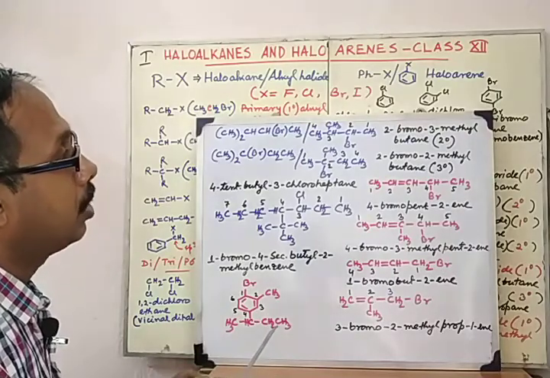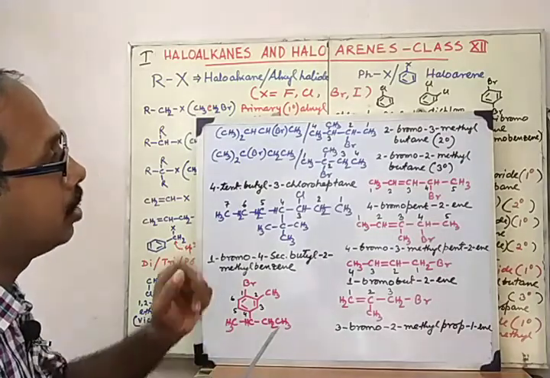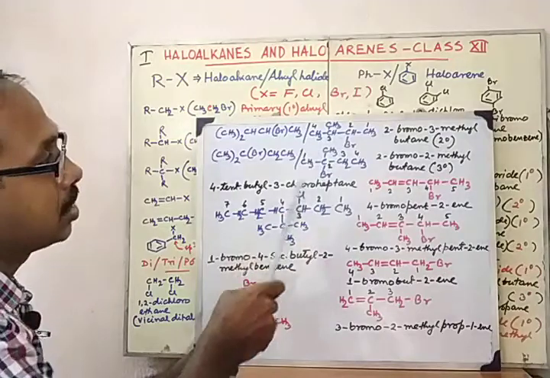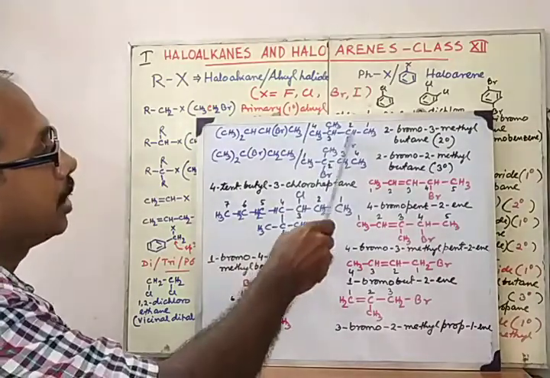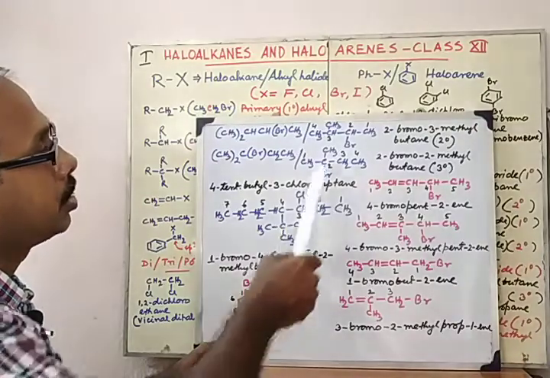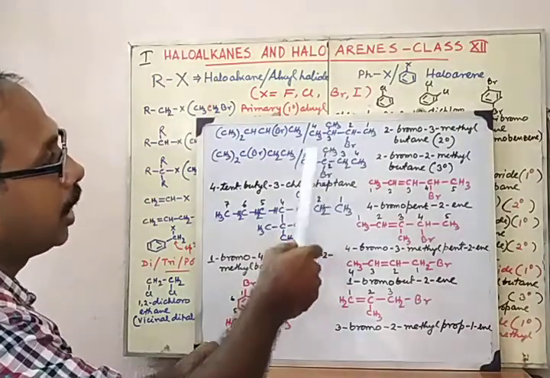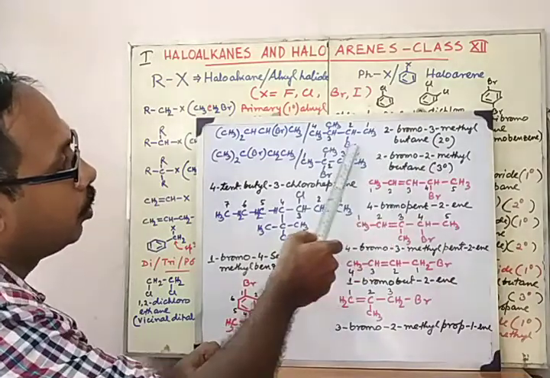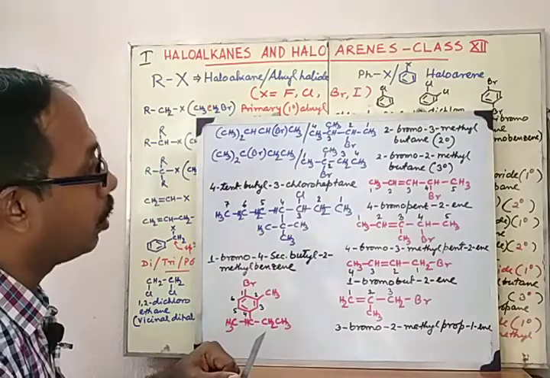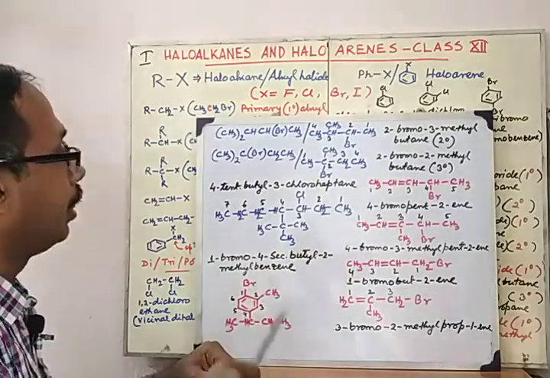So Br, having not only alphabetically, it is having higher atomic number than carbon. So as a substituent, Br gets priority over the carbon containing group. So that's why it is named as 2-bromo 3-methyl butane. 2-bromo 3-methyl butane, and we can follow that the halogen is attached with the 2 degree carbon atom. So it is a 2 degree alkyl halide.